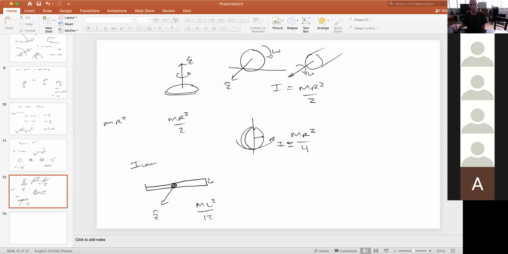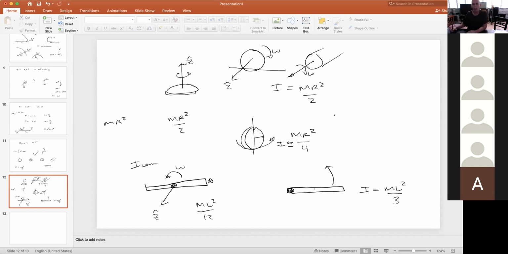Now, say I want to move the axis to the edge. So I want to know what it is when I move it to here. I show you in the lecture notes, and I believe it's in your book. If it's not in your book, you can find it. When you move from here to here, this one's rotating like a baton twirler, spinning it in the center. This is now the whole thing rotating around the end. When it moves, I is equal to ml squared over 3.